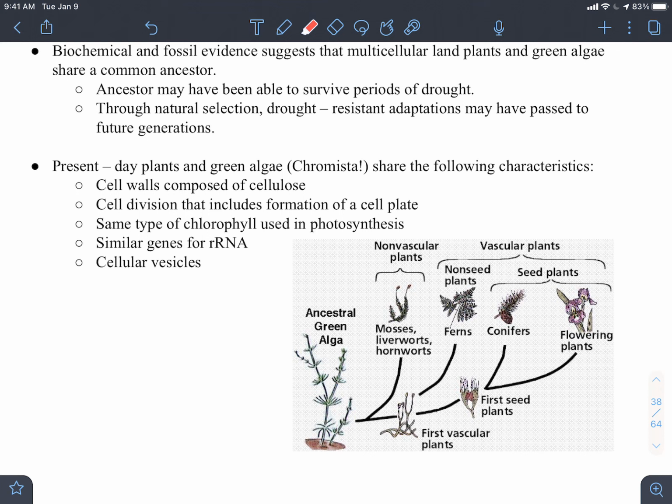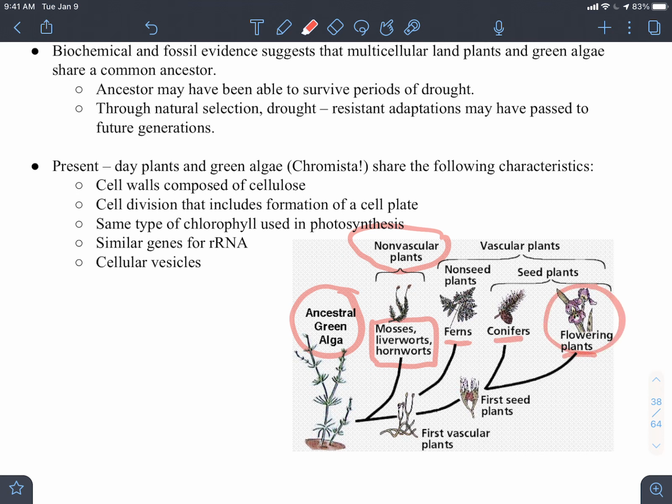Here's some examples of how plants have evolved. So here we have the ancestral green algae, which led to the mosses and liverworts and hornworts. These are called non-vascular plants. They lack a vascular system. And then we have the vascular plants, which include your ferns, and then the two plants that produce seed, which is conifers and the flowering plants.